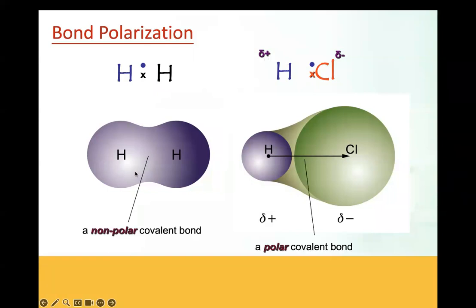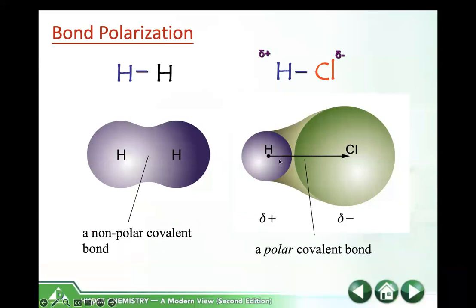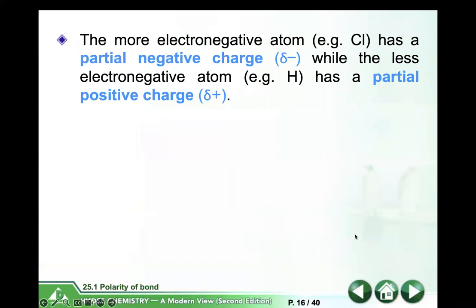We say that this is a non-polar bond in hydrogen, while it is a polar covalent bond for hydrogen chloride, as the more electronegative atom has a greater share of the bonding electrons than the less electronegative atom. So we say that in hydrogen chloride, a polar covalent bond is present. The more electronegative atom has a partial negative charge, while the less electronegative atom has a partial positive charge.